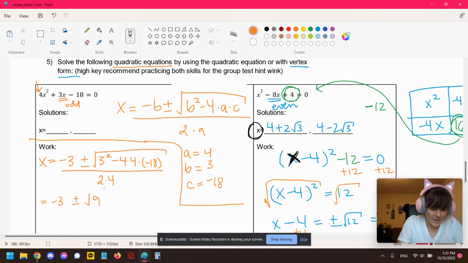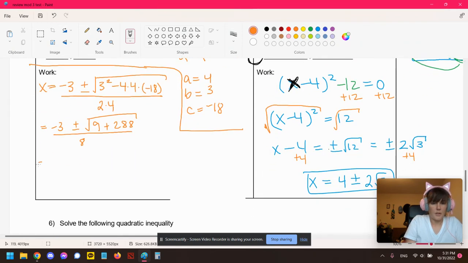I've got 4 times 4 times 18 is 288. And a negative times a negative is a positive. 2 times 4 is 8. Down here, we get negative 3 plus or minus the square root of 297 over 8.